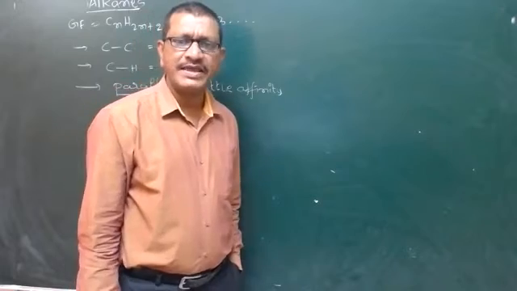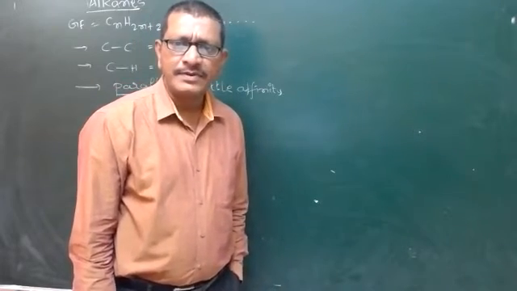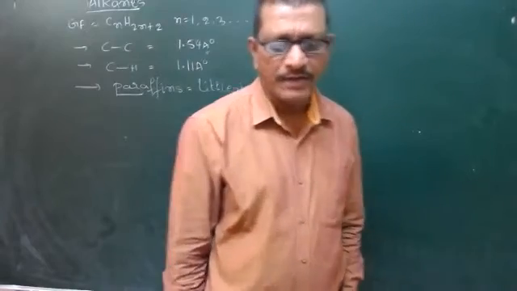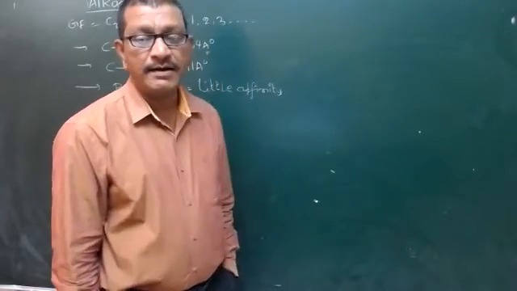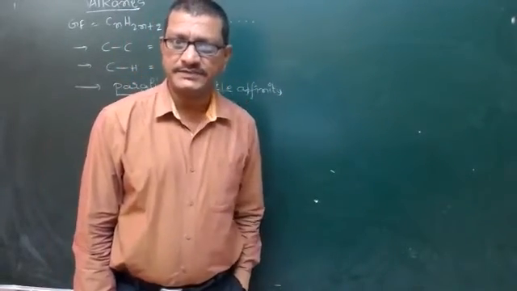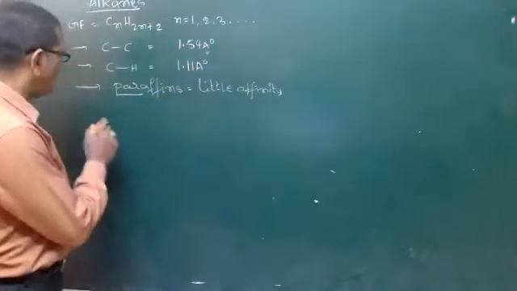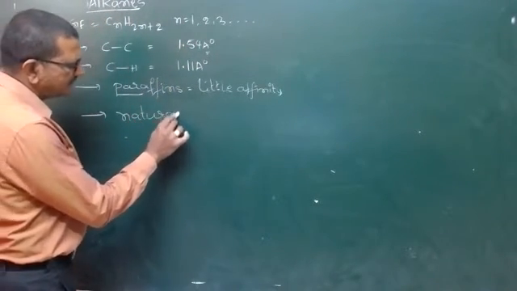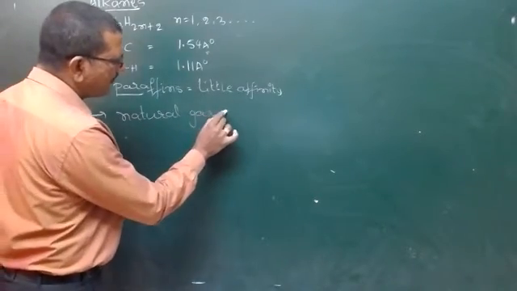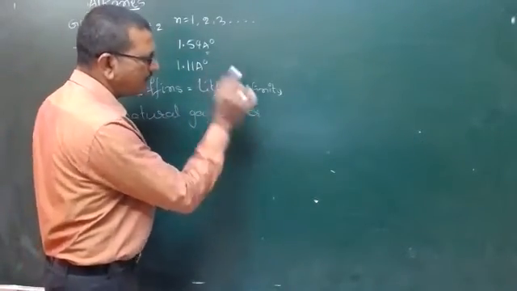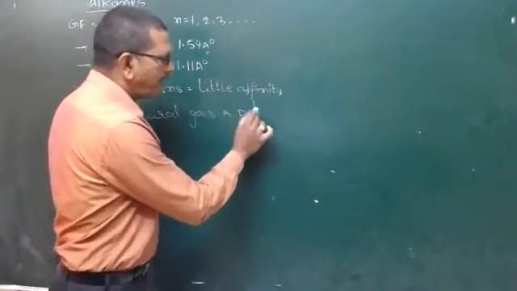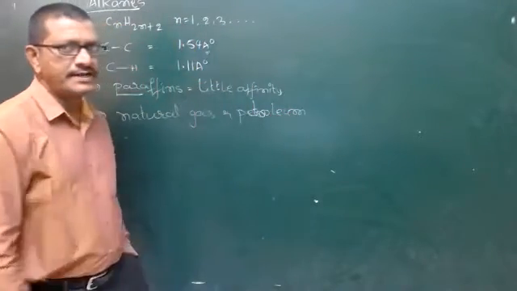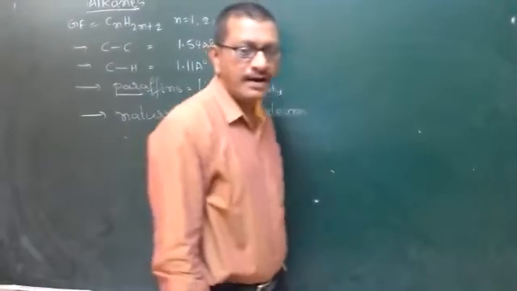The next one we can take, where do alkanes exist? The principal sources of alkanes are natural gases. So the natural gases and petroleum products, in petroleum products the alkanes are present. So this is the principal source of alkanes.